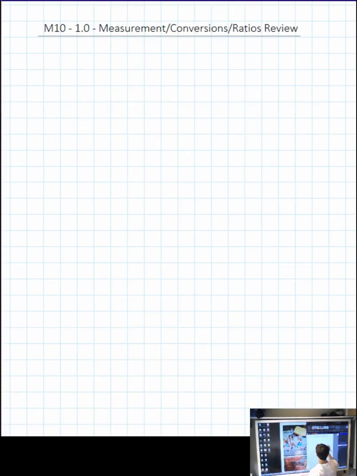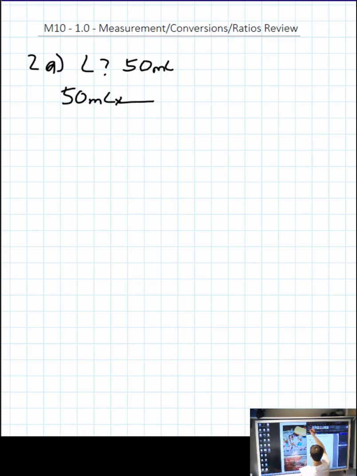Okay, so we're on to question number 2. Still doing some conversions, but this time in 2A we're doing not distances, but volumes and times and other conversions. So how many liters, question mark liters, in 50 milliliters, ml? So let's start off by, on the margin, 50 milliliters times over. Now, let's start by putting milliliters on the bottom, and we need to get to liters, so we're going to put liters on the top.